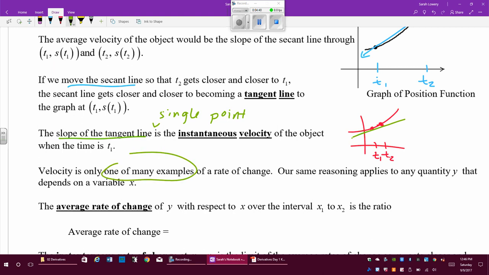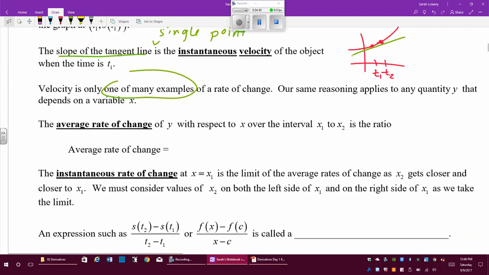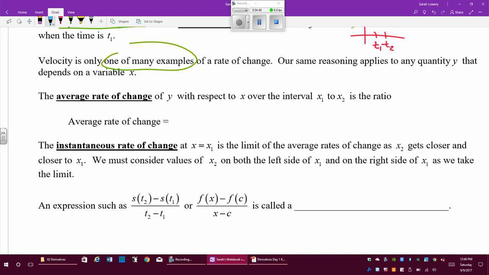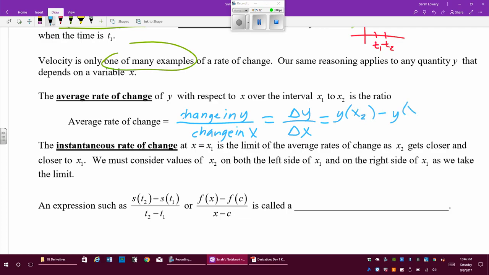Our same reasoning could apply to any quantity y that depends on a variable x, okay? So in general, when we talk about average rate of change, we talk about the change in y over the change in x, which is something you have seen since Algebra 1. In Big Kid Land, we say delta y over delta x. If we have a function, we're saying y of some x value minus y of some other x value over x2 minus x1, okay?